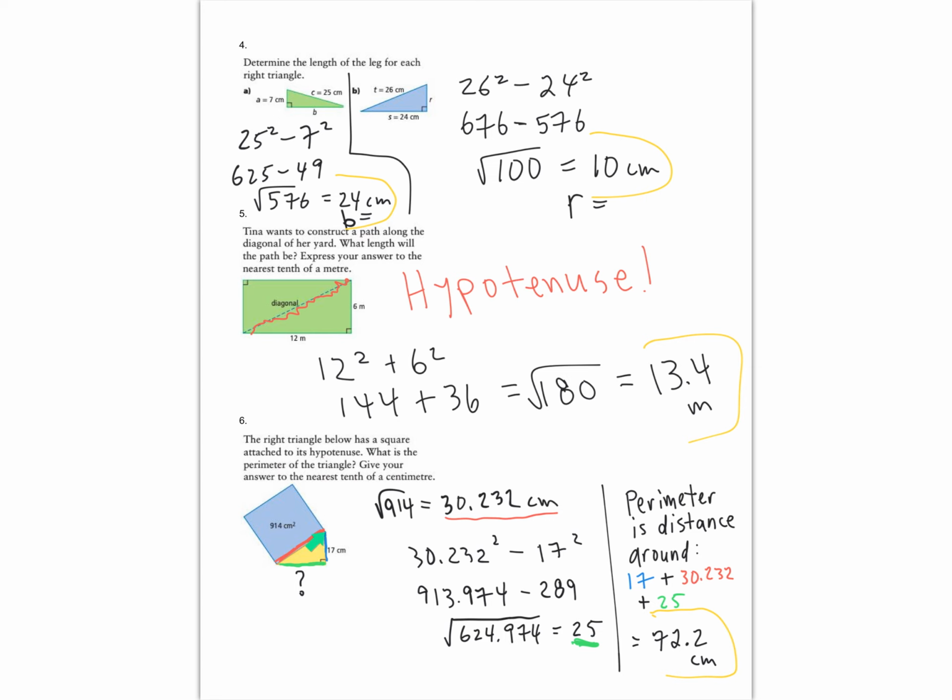So if we were to walk around this triangle, the perimeter is the total distance we would have walked. So 17 plus 30.232 plus 25 gives us 72.2 centimeters. The blue plus the red plus the green.